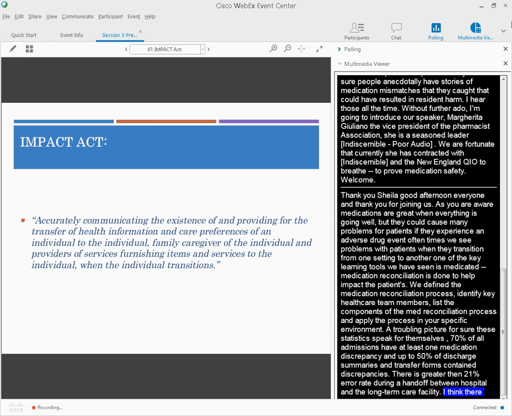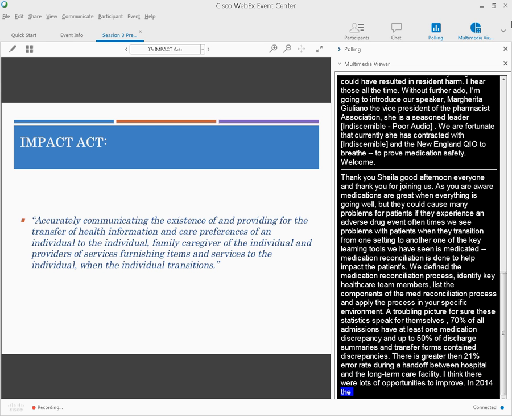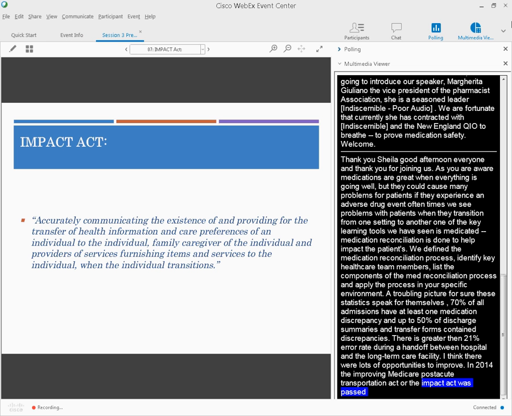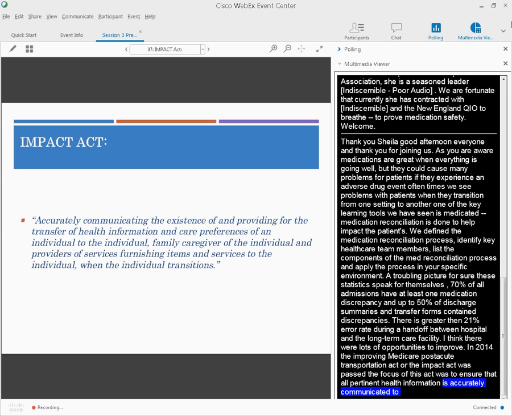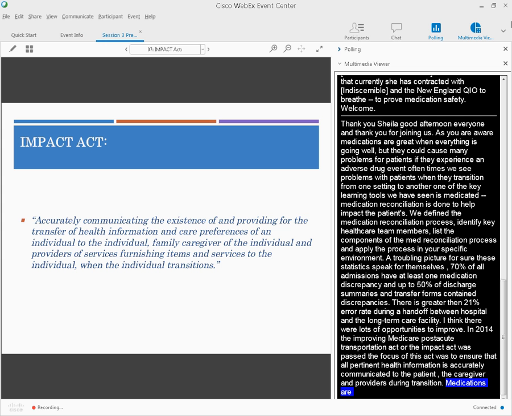In 2014, the Improving Medicare Post-Acute Care Transformation Act, or the IMPACT Act, was passed. The focus of this act was to ensure that all pertinent health information is accurately communicated to the patient, the caregiver, and providers during transition. Medications are a big part of that pertinent information, and how it is transferred can readily impact patient safety.